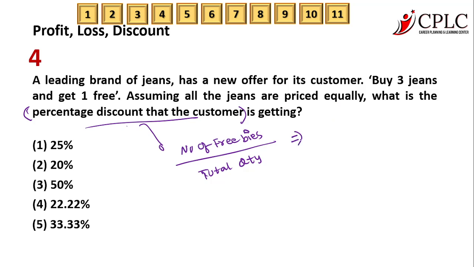So we have to explore how much free we are getting. So obviously one free we are getting. And how many total jeans will we have? Obviously we'll have 4 jeans, because 1 plus 3 is 4. And 1 by 4 is 25% straight away, which is answer option 1 basically. You can remember this stuff, so that when any such question comes, you can do it in seconds, in 30 seconds, 10 seconds, 15 seconds. That's how you save time.